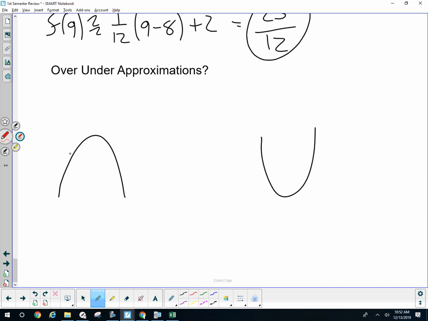It's about the concavity. If I know my function is concave down, no matter where I draw a tangent line, my tangent line values would be over the actual values on the curve. So if we're concave down, I know I have an over approximation. If we're concave up, no matter where I draw my tangent line, all my approximations are going to be under the actual.